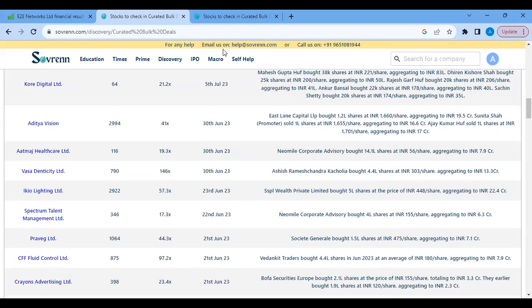Which company did Neomile Corporate Advisory buy? Spectrum Talent is the right answer as given by Vansh and Abhay Bhai. Which company did Vedankit Traders buy? Ranjit Bhai has answered it perfectly. It's CFF Fluid. Right? I hope this is very, very clear for everyone.